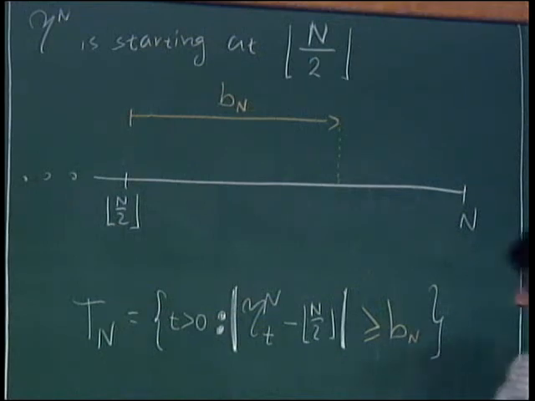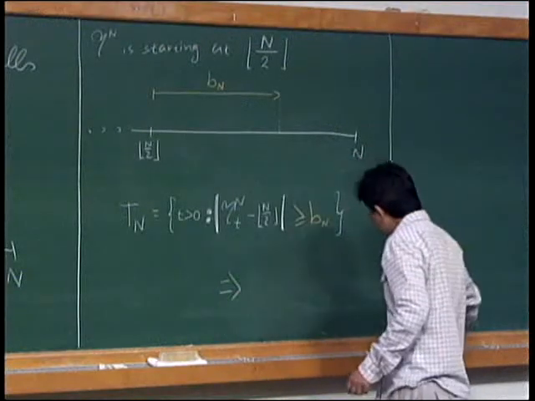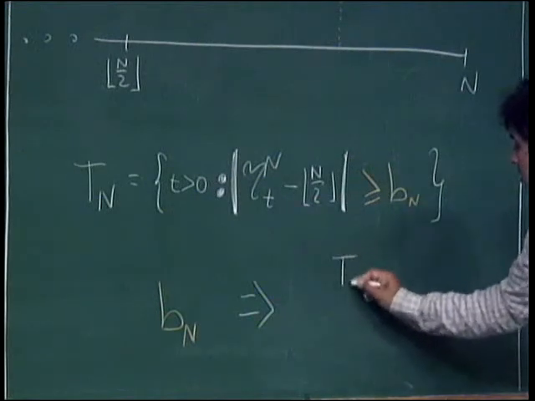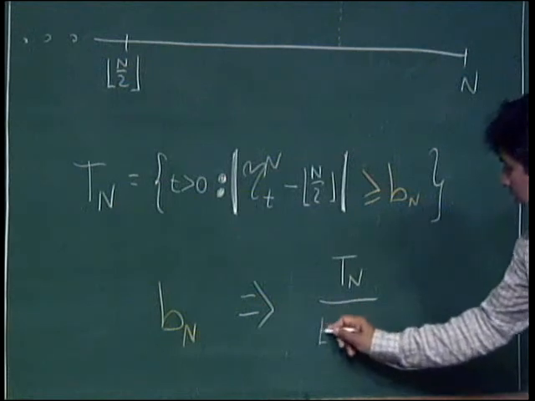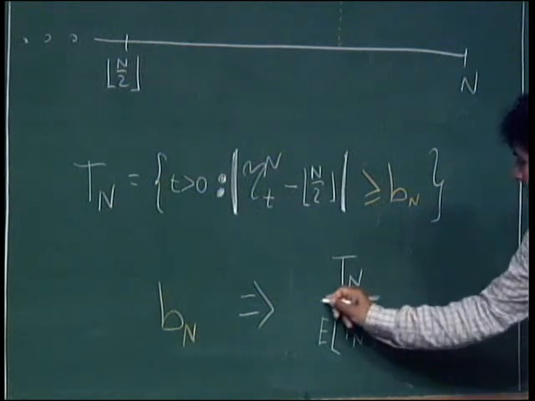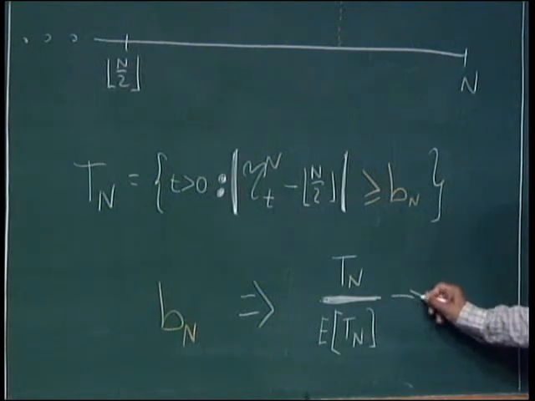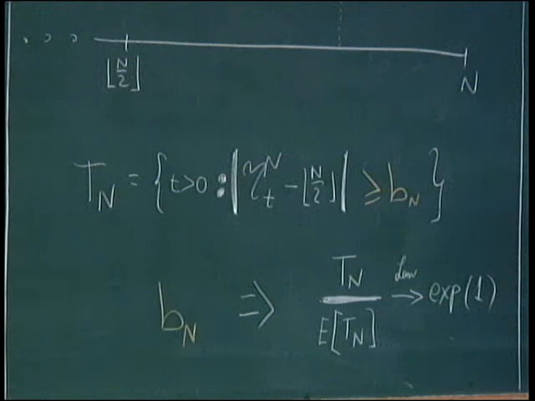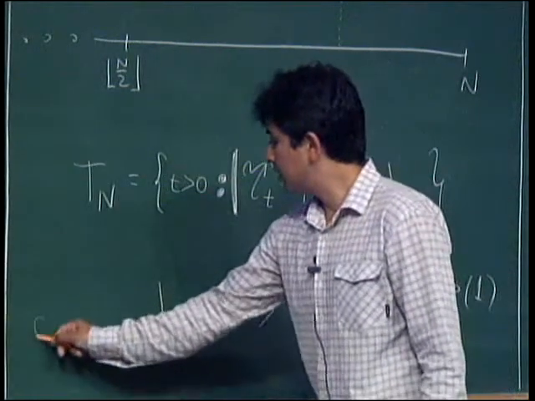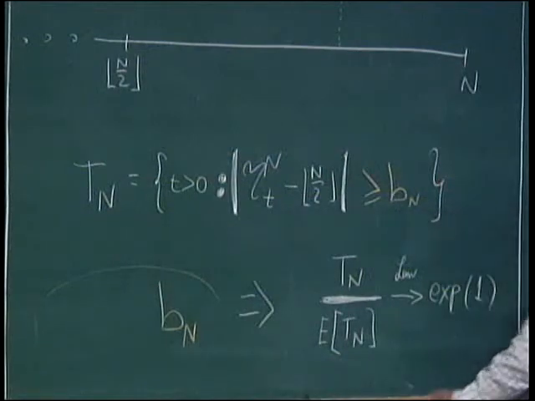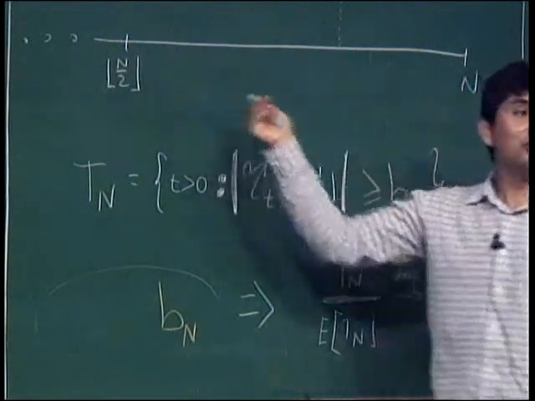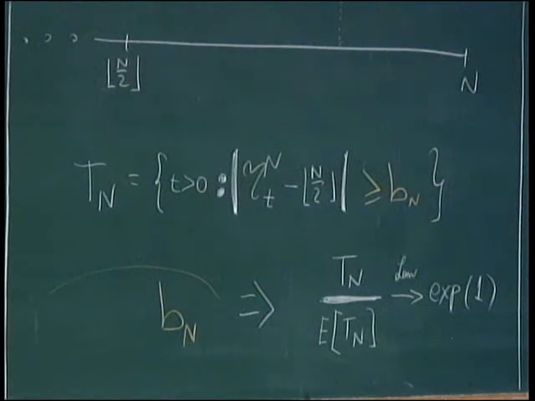Now, a good question is, what would be enough about this Bn to prove that this time, in the good time scale, converges to an exponential distribution in law. Of course, here the parameter of this exponential distribution must be 1. So here I need some hypothesis about Bn, of course. Because if Bn is not too large, for example, if Bn is just 1 or 2, that is not true, of course.